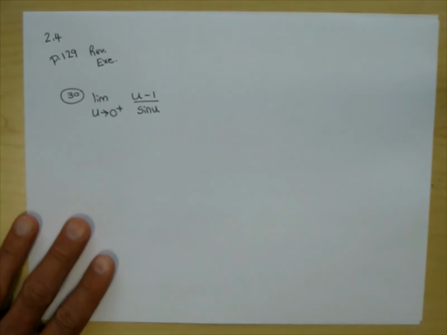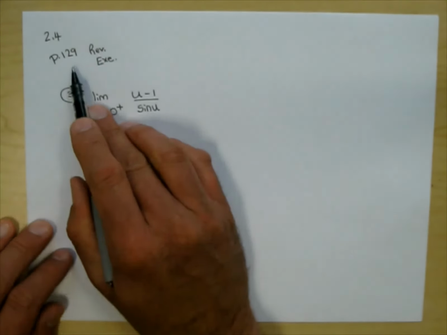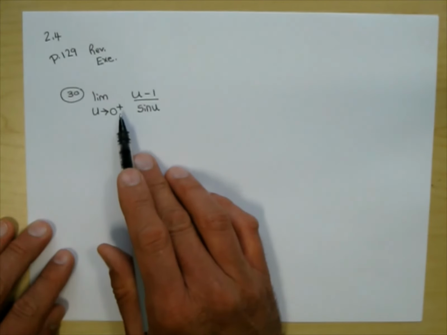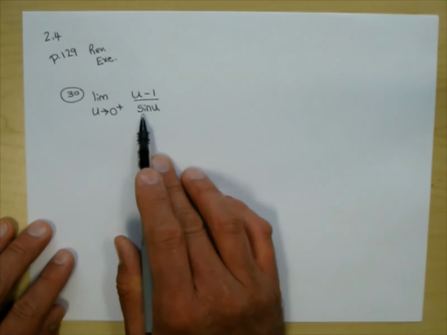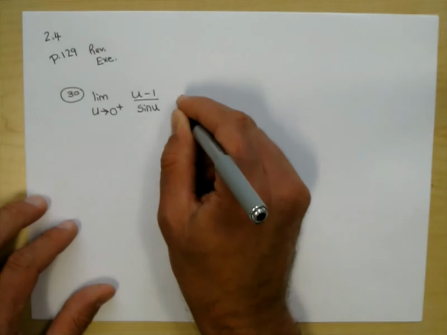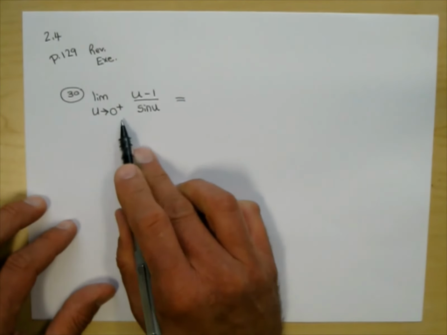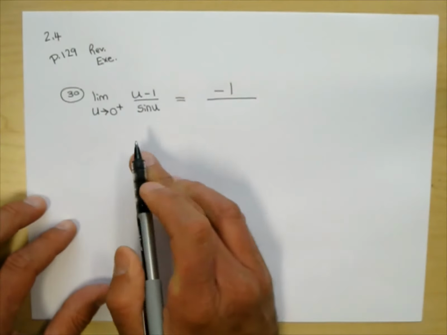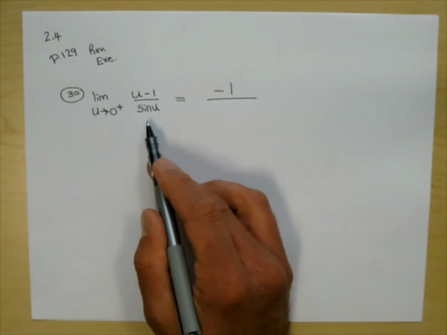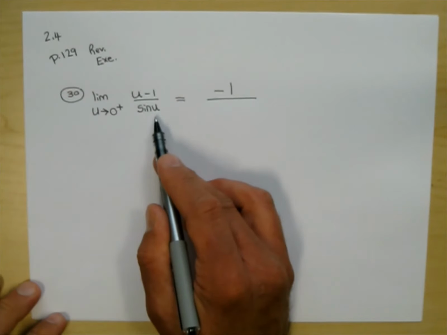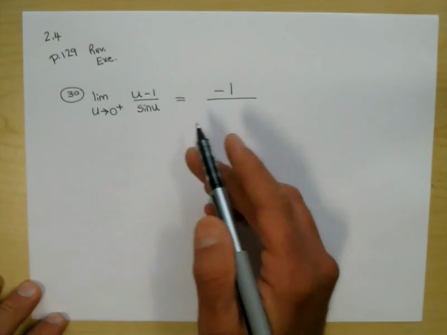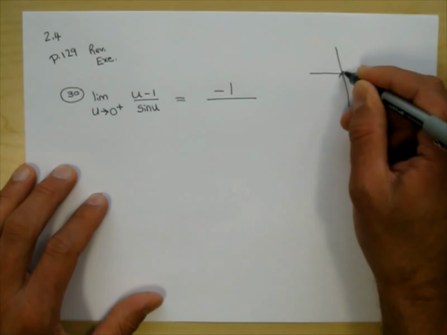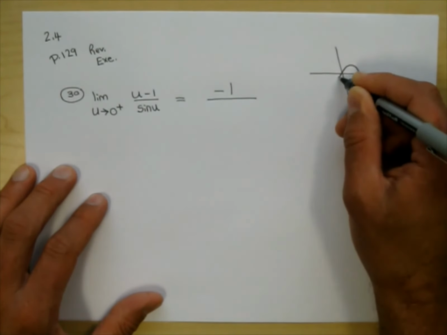So this is coming from the review exercises on page 129, and it is the limit as u approaches 0 from the right of this right here. So look what happens. On the top you get 0 minus 1, which is negative 1. On the bottom, you get the sine of 0. Well, the sine of 0 is 0, and if you remember the sine graph, it looks like that, okay?